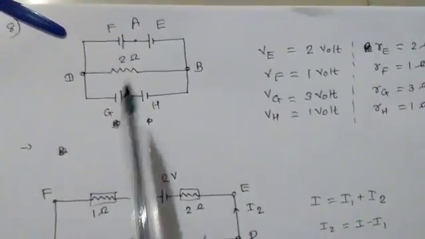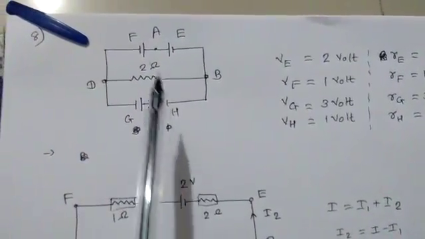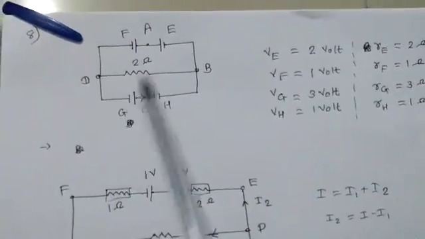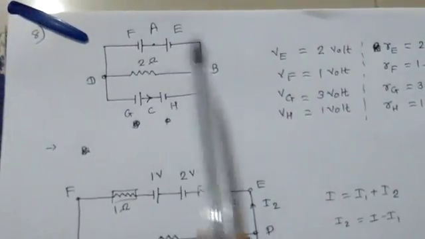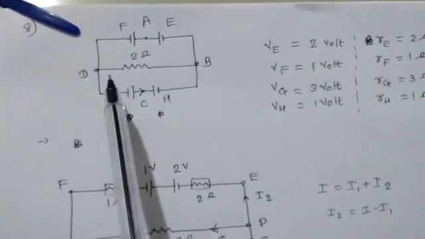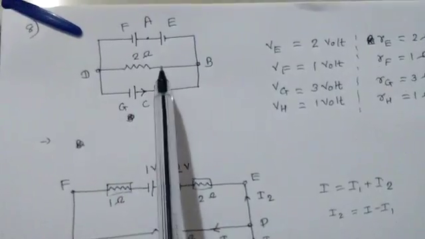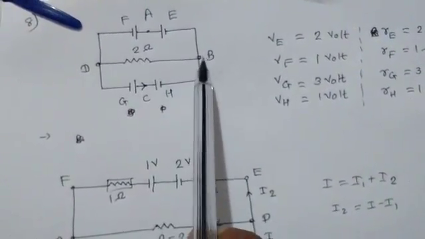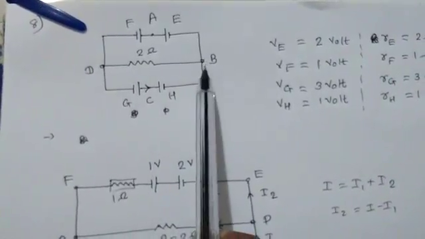Here we have been provided one circuit. We have four different batteries G, H, E and F, and we have provided some certain points A, B, C and D. Between point B and D we have one resistor of value 2 ohm. We have to find out the potential difference between point B and D.